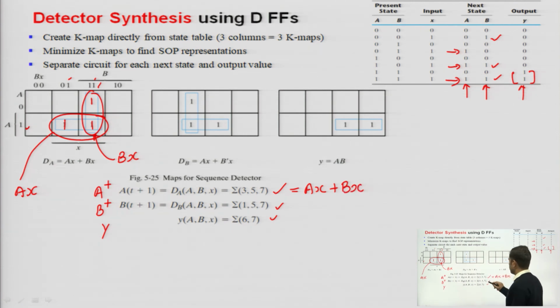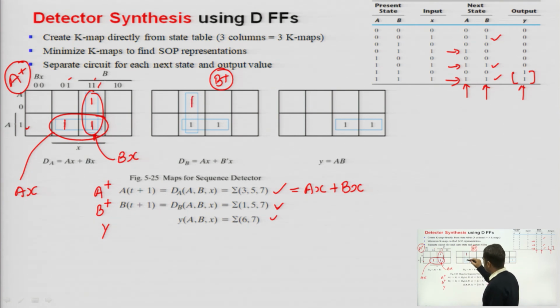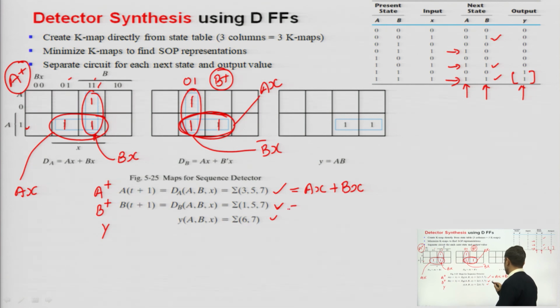Similarly for the second K map, this is for B plus, this was for A plus, the next state of A, this is the next state of B, 1 5 and 7, this is 1, this is 5 and this is 7. Again there are two pairs. From the first pair I can see that it is equivalent to 0 1, which means B bar x, and this is common, which is Ax. So finally the expression becomes B plus is equal to Ax plus B bar x.